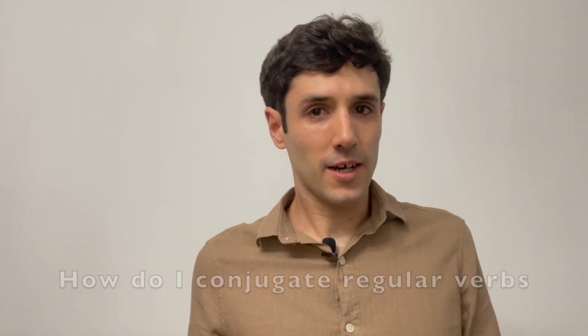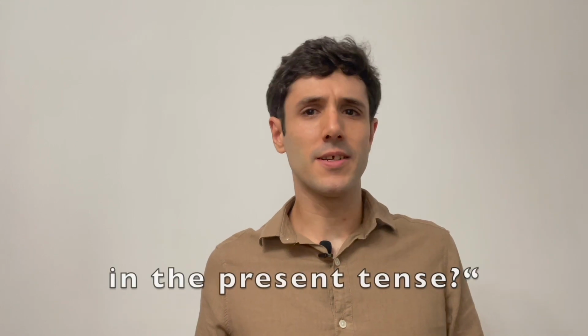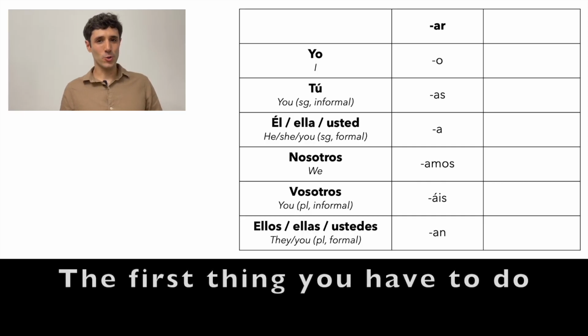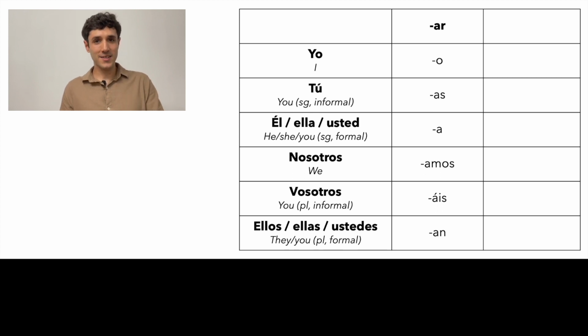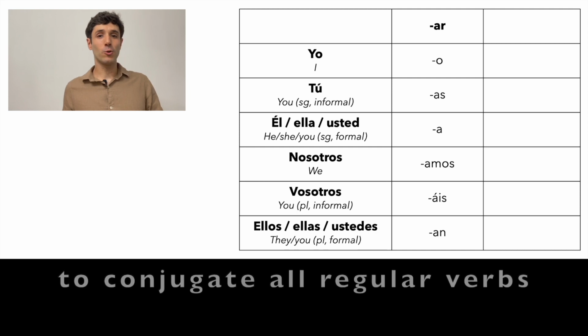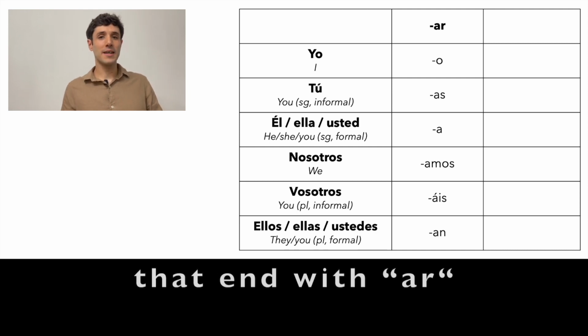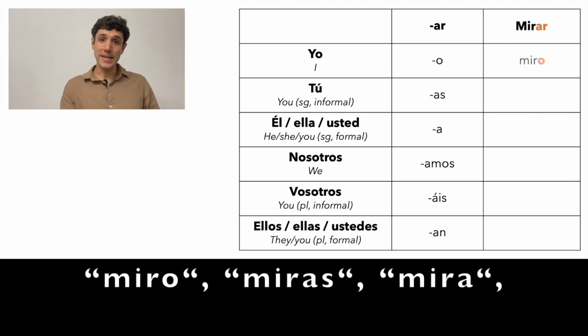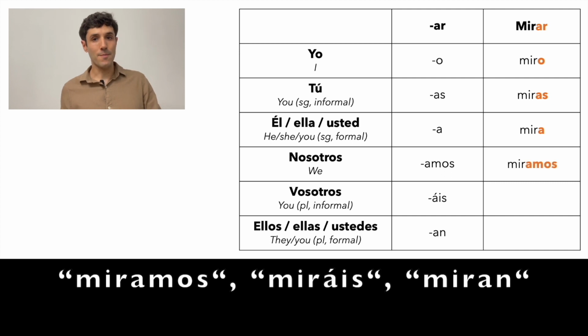But Ignacio, how do I conjugate regular verbs in the present tense? Don't worry, I'll teach you how to do it. The first thing you have to do is to learn all the -ar endings that you can see here on the screen. Once you know all of these ones, you're going to be able to conjugate all regular verbs that end with -ar. For example, mirar. Miro, miras, mira, miramos, miráis, miran.